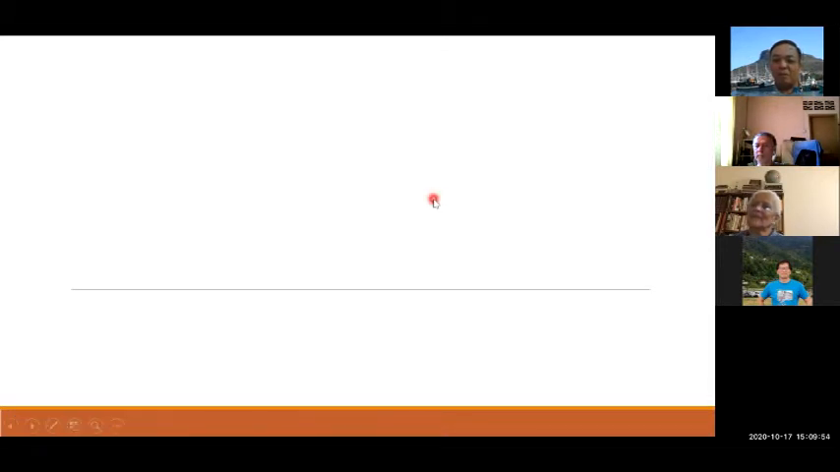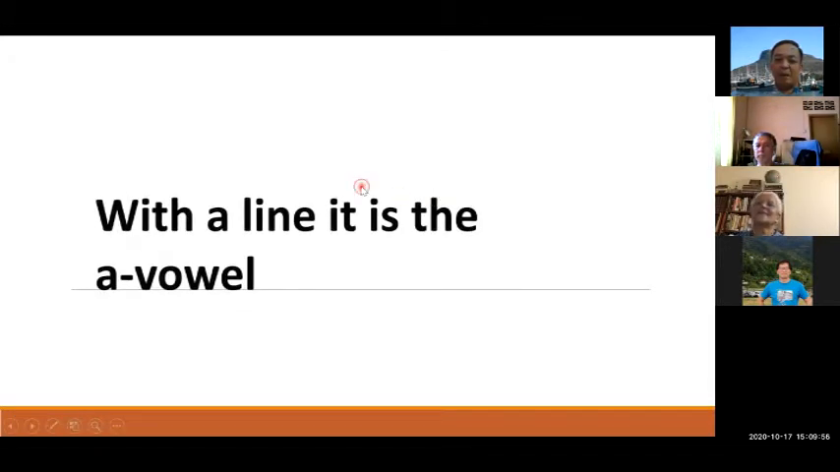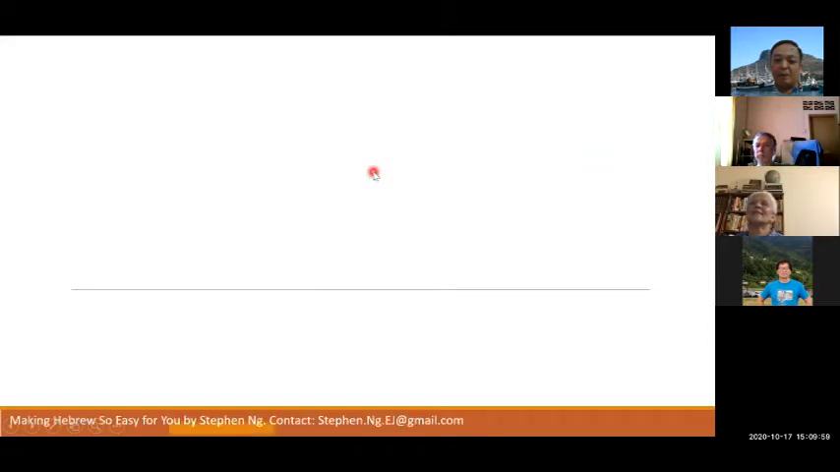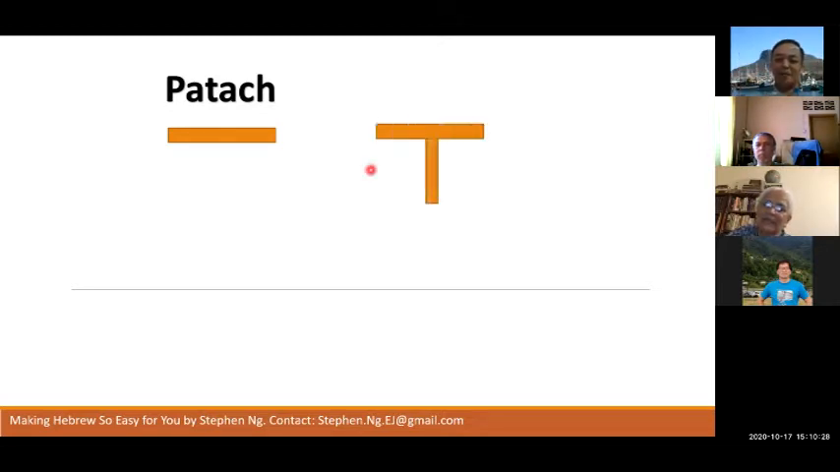Now we're going to go through one by one. The A vowel is the one that has a line like this. This is what we call a patah. For those of you who know Bahasa Malaysia or Malay, you talk about a long stick, and you patahkan, you break it. A stick that you break, you call it patah. This is easy to remember. When you think of a stick, you break it, patah.